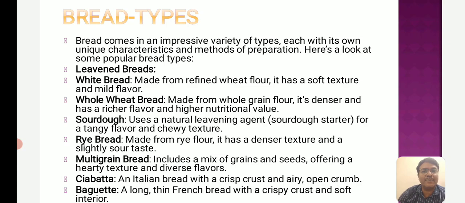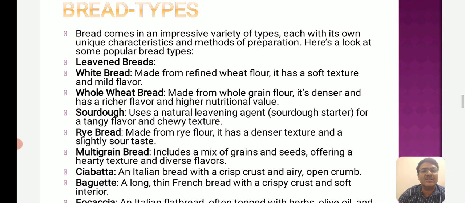Leavened breads. White bread is made from refined wheat flour and has a soft texture and mild flavor. Whole wheat bread is made from whole grain flour. It is denser and has a rich flavor and higher nutritional value. Sourdough bread uses natural leavening agents for a tangy flavor and chewy texture. Rye bread is made from rye flour and has a denser texture and a slightly sour taste.